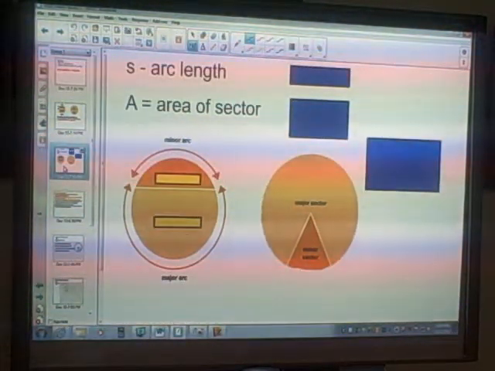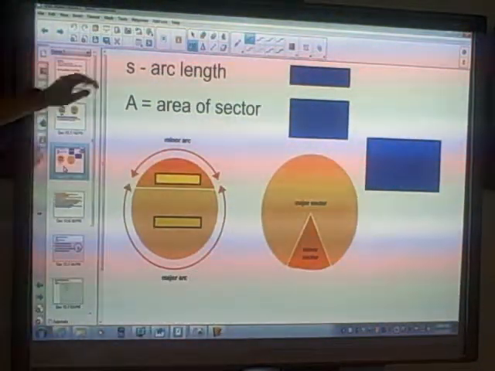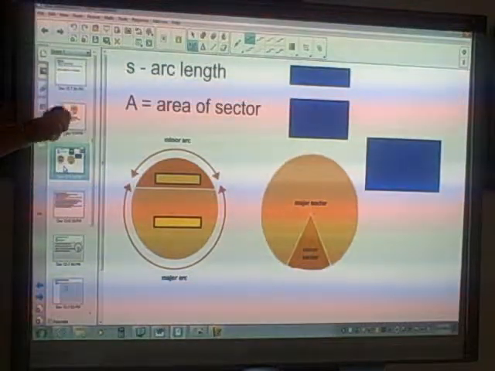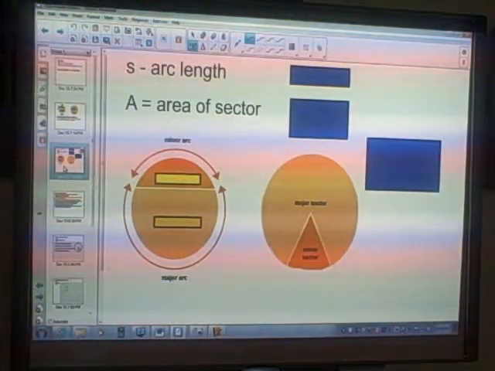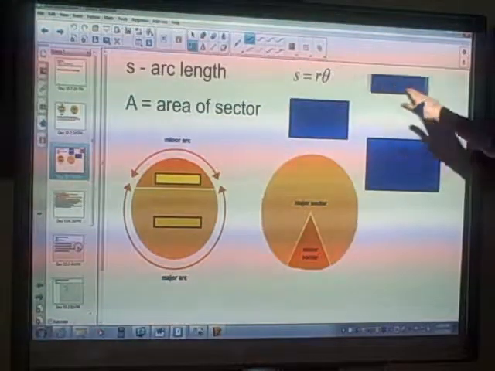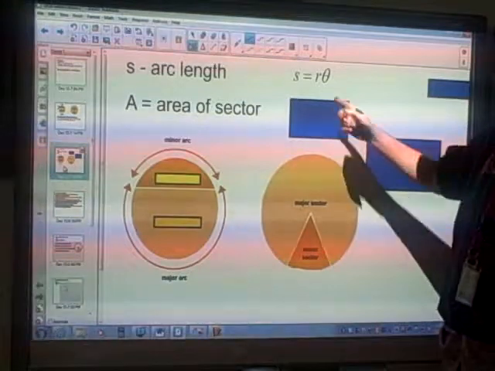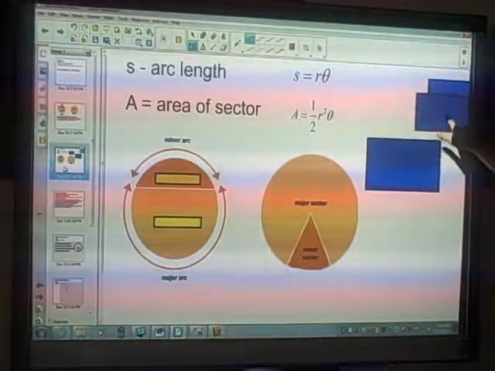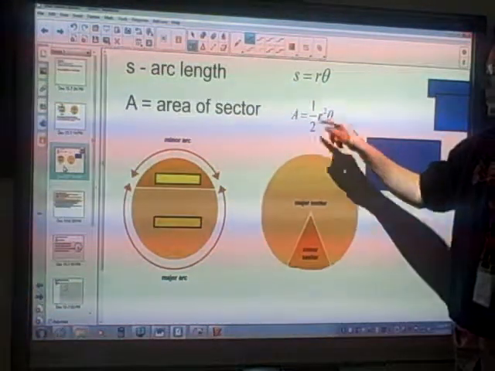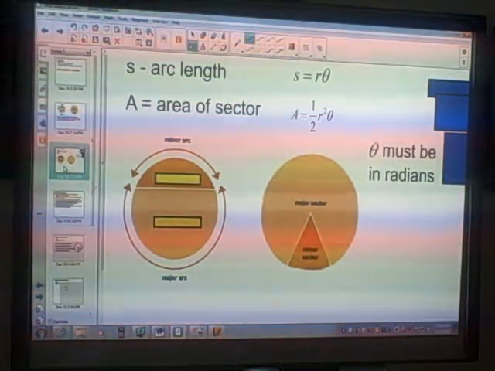Now, you can see those pictures a little clearer with some of the vocabulary listed. We're going to refer to arc length as S, and we're going to refer to the area of a sector as A. And there's a couple of formulas that go with this. If we want to find the arc length, we're going to use S equals R theta. R is your radius. If we want to find the area of a sector, then we're going to do a half R squared theta. Importantly, theta must be in radians.